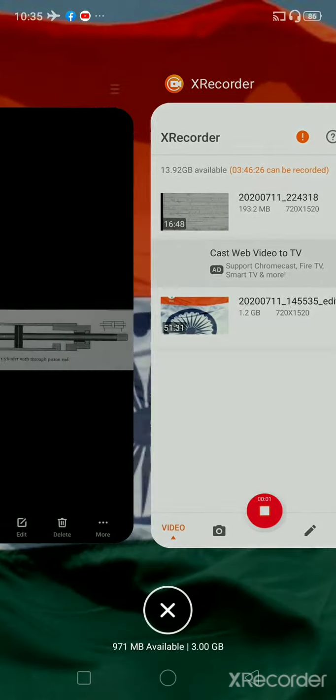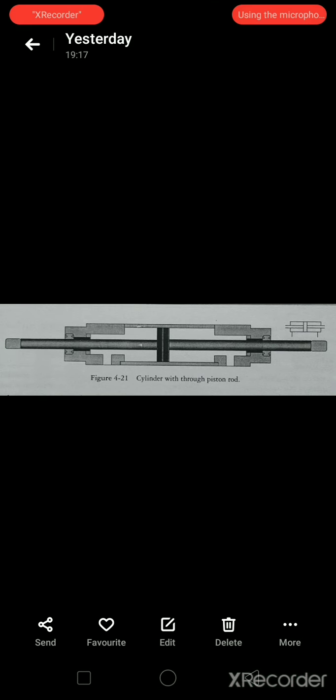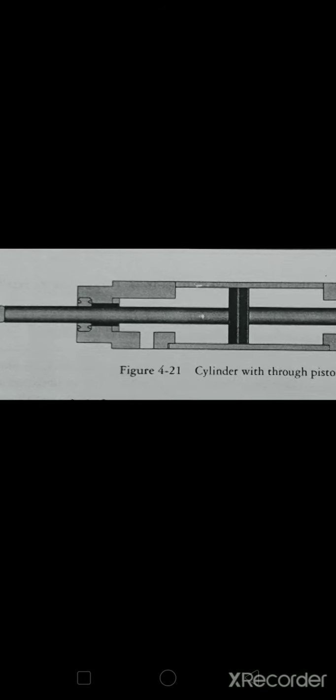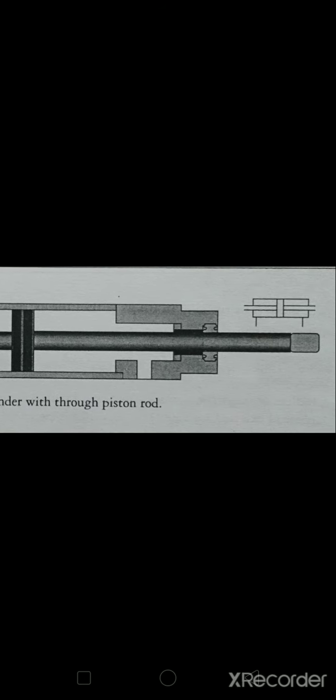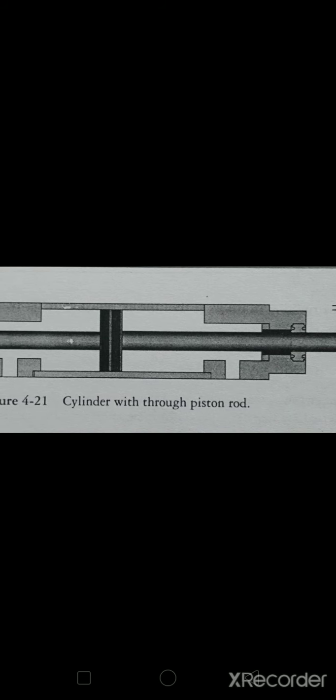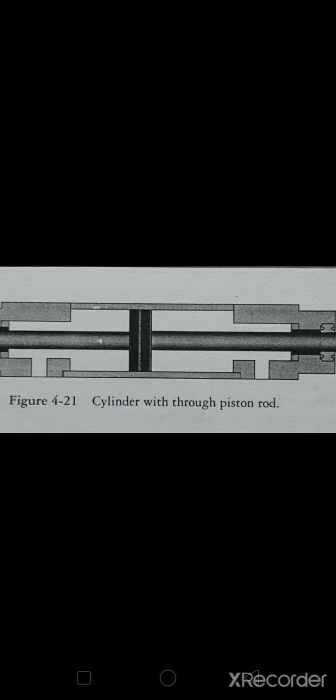Now further you can see a cylinder with a through piston rod. This type of cylinder has a piston rod extending out of the cylinder at both ends, as you can see here in this figure. The double-ended rod provides better rod alignment as the rod is riding between two bearings. So this type of cylinder has equal areas on both sides of the piston and can give equal forces and speeds in both the directions of motion.